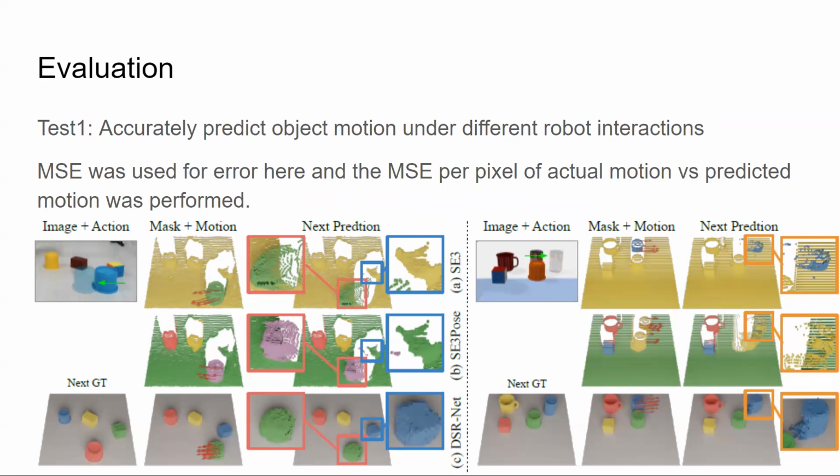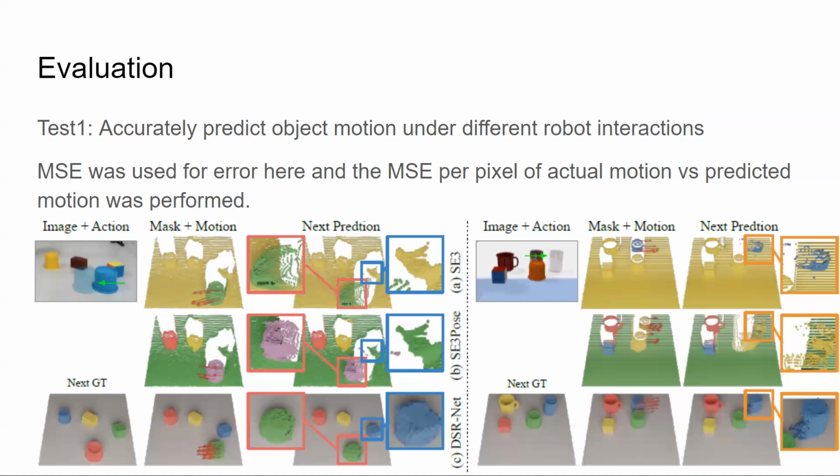So the first test that they are doing is, how accurately are we predicting the object motion under different robot interactions? And the error again is MSE. For example, after the motion, the object is now finally at this particular location, and there is a per pixel comparison between the new location and the location that the model has predicted. That is how they are creating the loss value for this one. There were a few things written that they have done.